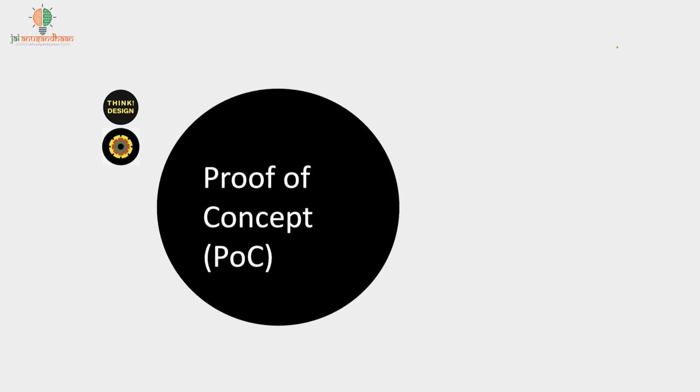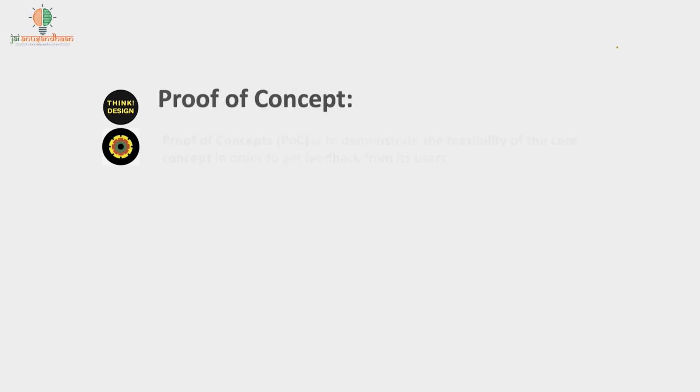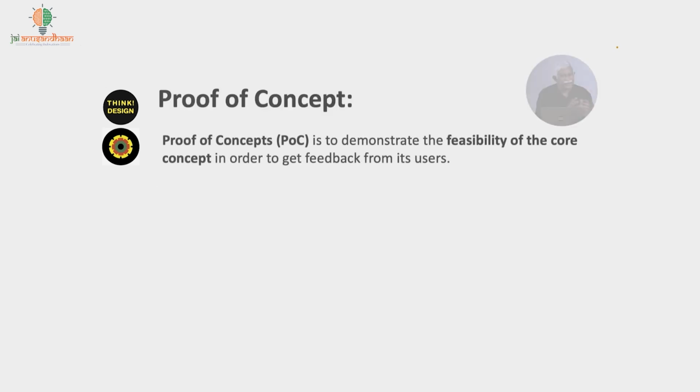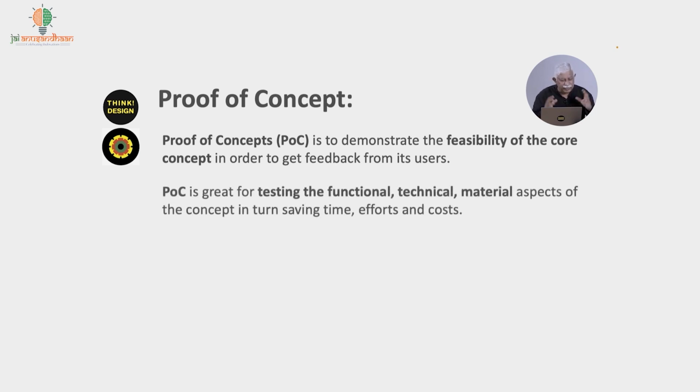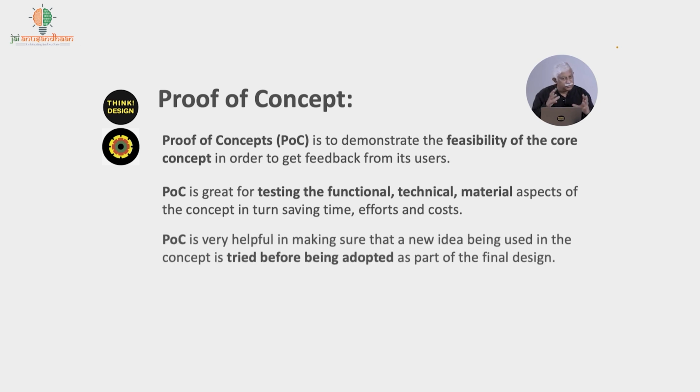Let us move on to proof of concept, POC. As the name suggests, it kind of demonstrates the feasibility of the idea. There's something new that you've thought of, I better test it out before I go ahead with that, okay, with the feedback from the users. Okay, so POC is great for testing the functional or technical or material aspects of the concept. Again, it saves you time, effort and costs, okay, and makes sure that this new idea can work. Okay, so you're basically trying it out before it is adopted as part of the final design.